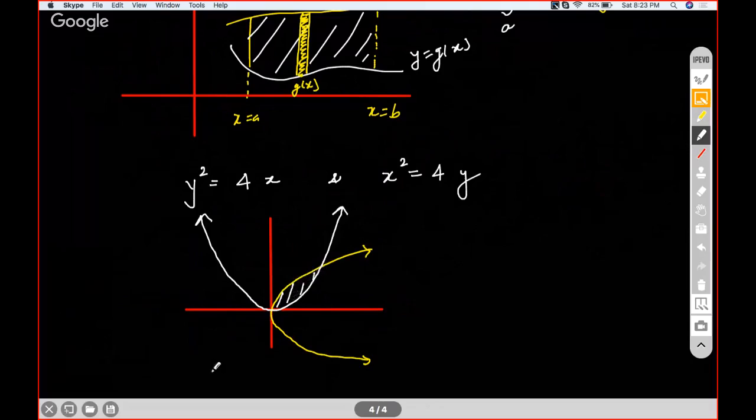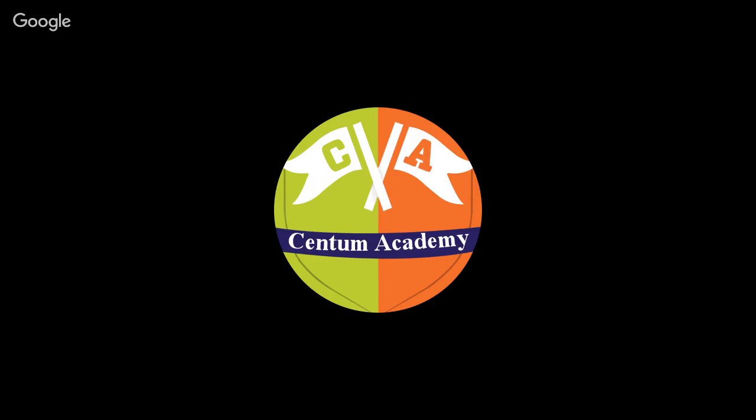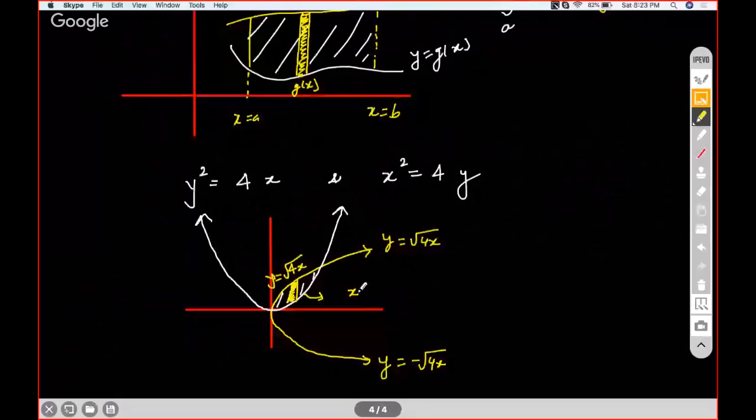Now, if I choose a differential strip like this, what is the function on the upper part of the curve? y square equal to 4x, you can write it as y equal to root of 4x. Now remember, in a parabola also, the two branches represent two different curves. This is y is equal to root 4x. The lower one is y is equal to negative root 4x. And the down curve is y is equal to x square by 4.